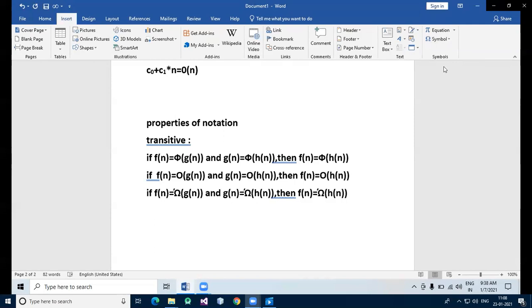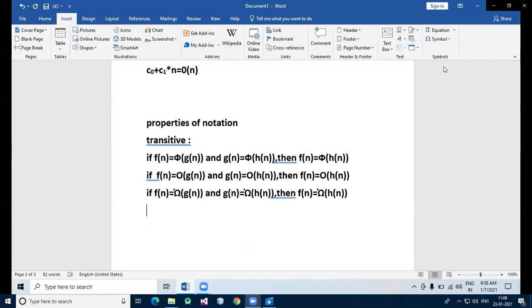Here we are using this property, with big O notation, omega and theta. We combine f of n and g of n, then we cancel the similar pattern and take the non-similar one, right? Like then f of n is equal to theta h of n, we cancel g of n and g of n. So this is about transitive properties.